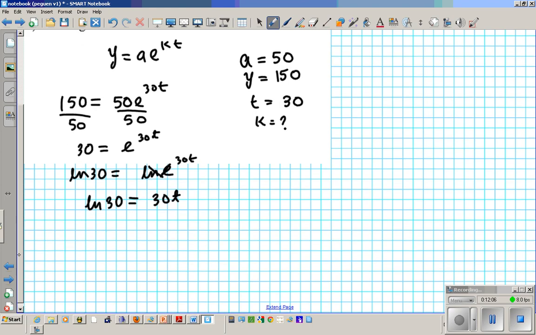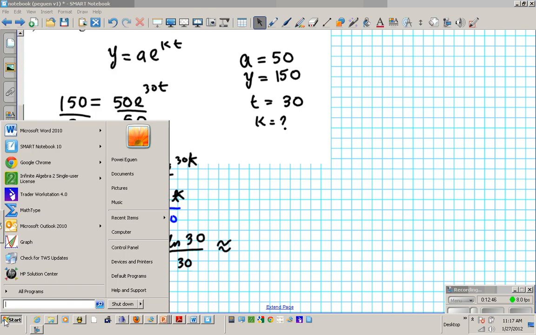Now let's get k by itself. Divide both sides by 30. And then we're going to have k equals the natural log of 3 over 30. It's not t, it's supposed to be k. K. Sorry. Let's make all these t's k. I already know what t is. T is 30. So k is basically, sorry about that, natural log of 3 over 30, which is approximately, yeah, on a calculator. I'm going to use my old school calculator here because I don't like what my TI is doing.